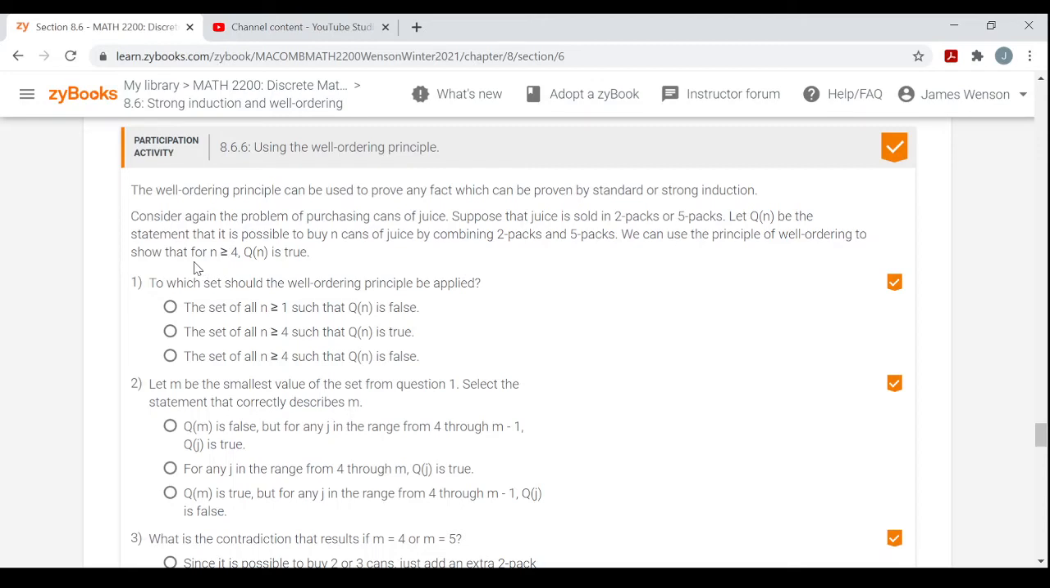So again, what we're going to do is prove this with the well ordering principle by contradiction. The statement is, for all n greater than or equal to 4, Q of n is true. Let's suppose the opposite is true: that not all n greater than or equal to 4 satisfy the statement. That means for at least one value greater than or equal to 4, Q of n is not true.